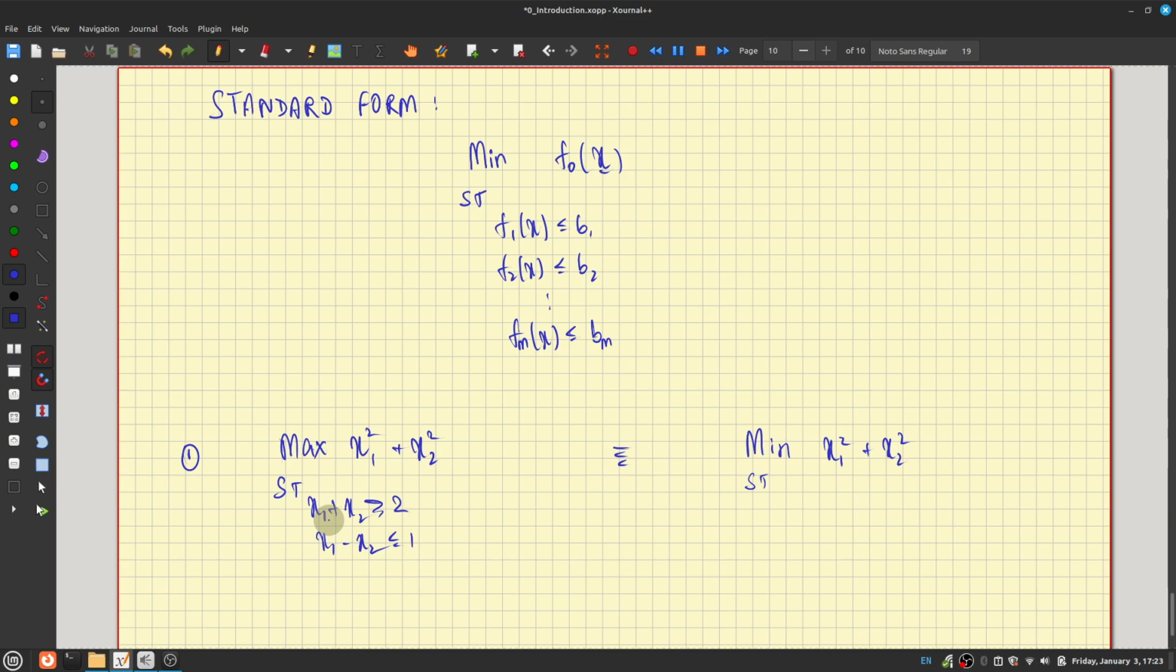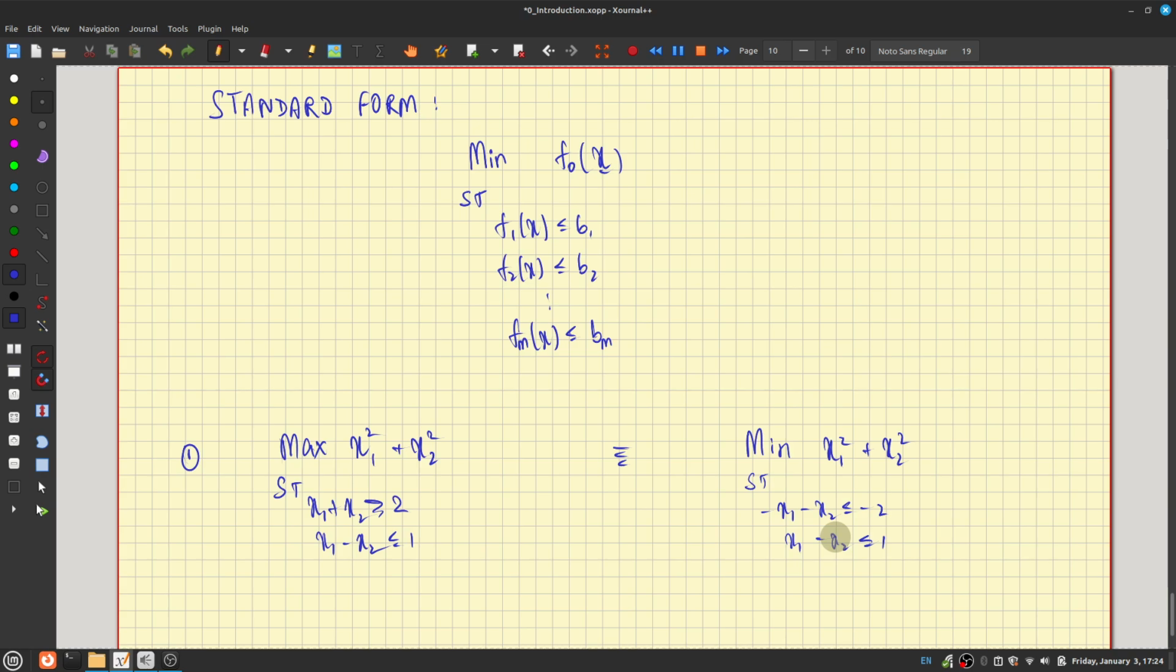So what do I do to bring it to standard form? Yep, you bring this to the right hand side and this to the left hand side. You just take the negative. Minus x1 minus x2 being less than or equal to minus 2, and x1 minus x2 less than or equal to 1. So as long as I have a maximization problem, I can bring it down to a minimization problem just by taking the negative.